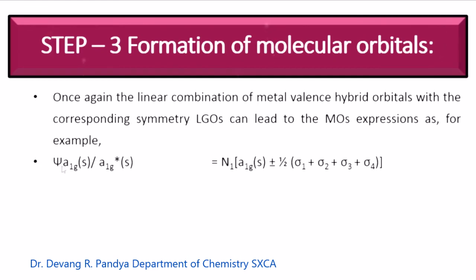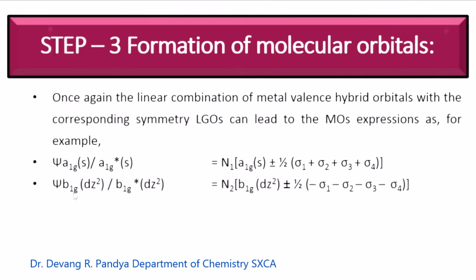This is the first molecular orbital that is associated with 4s and the symmetry label is A1g. So this is BMO, bonding molecular orbital, and this star represents ABMO, anti-bonding molecular orbital. N1 is the normalization constant, and this plus and minus sign indicates plus sign is for BMO, minus sign is for ABMO. This is metal symmetry and this is ligand symmetry. So all positive symbols are there, as you know that in s orbital all positive interaction is there.